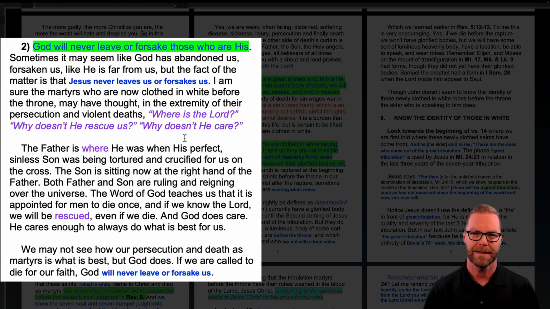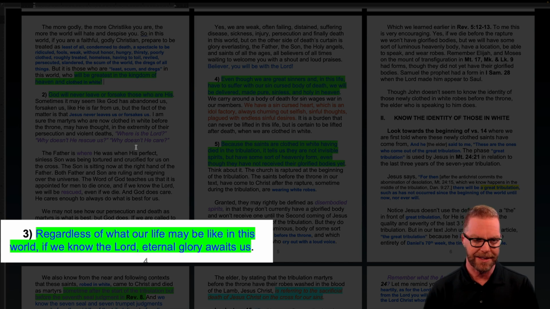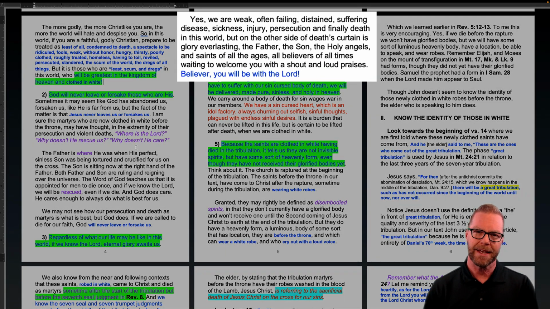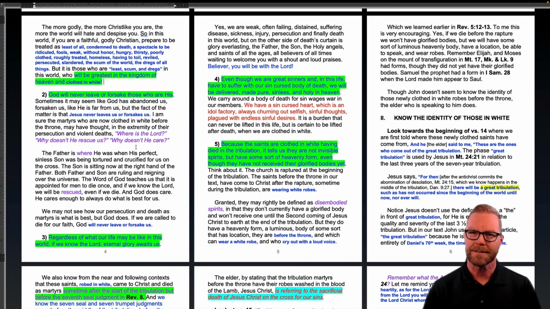They are standing in God's presence, blameless with great joy. And they are learning that the Lord has never left them, and He has not forsaken them, that it's appointed for men to die once, and here they are, in glory. Third, regardless of what your life may be like in this world, even if you know the Lord, eternal glory awaits us. Yes, we are weak and often failing and disdained and suffering, sick, disease, whatever, and yet we're going to be with the Lord forever.